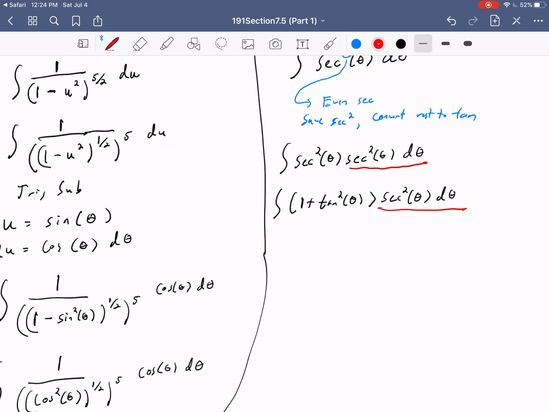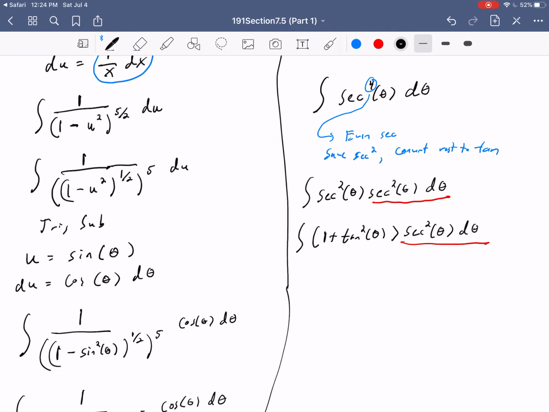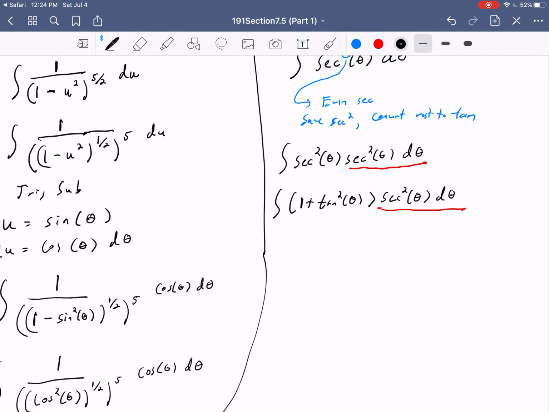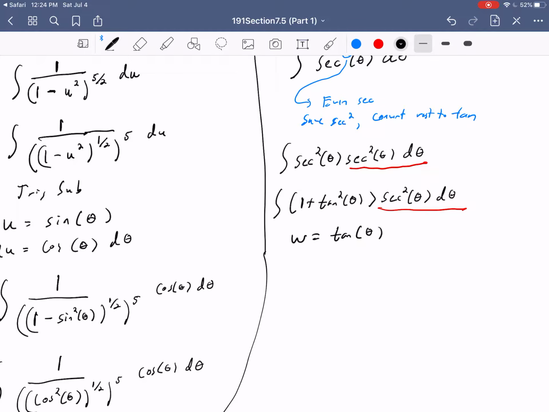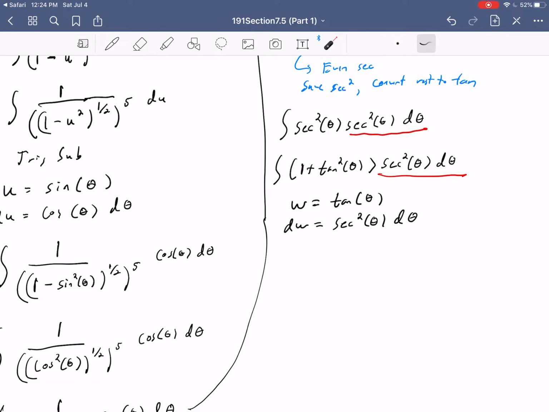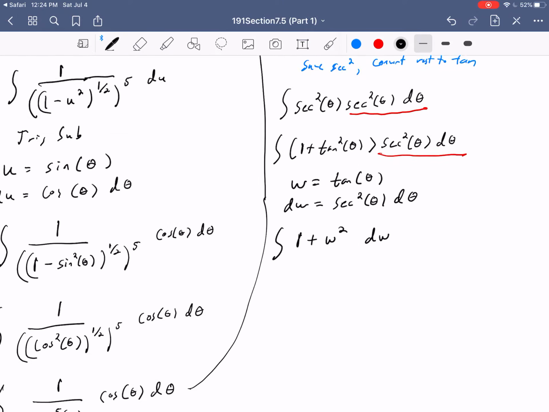Now we can do another u sub. I think we've used the letters u and theta and other stuff, so let's maybe do w equals tangent theta. dw is secant squared theta d theta. So that's going to be why we say that. That's going to be used up perfectly. This is a perfect substitution. And we get 1 plus w squared dw.